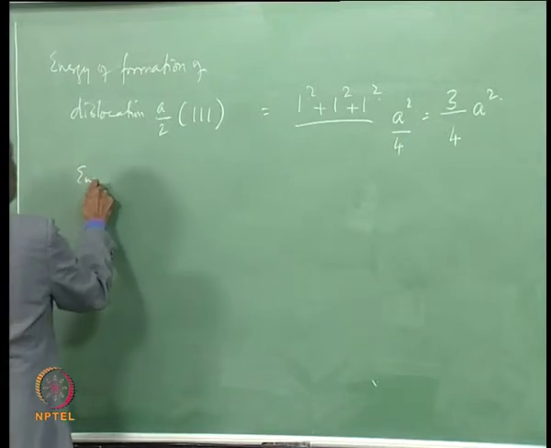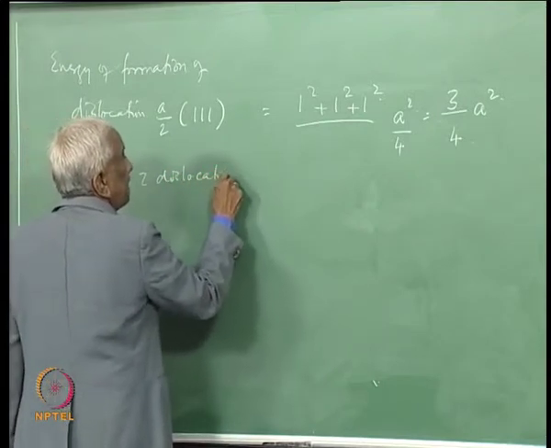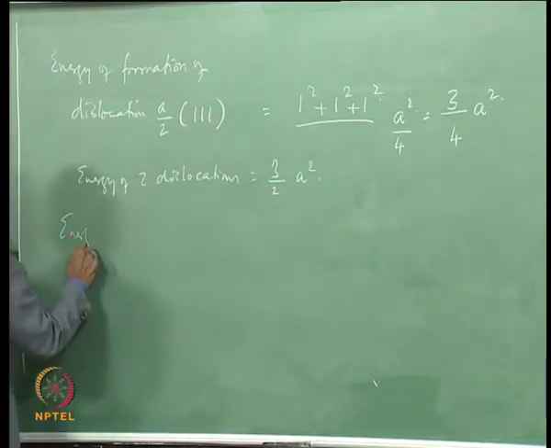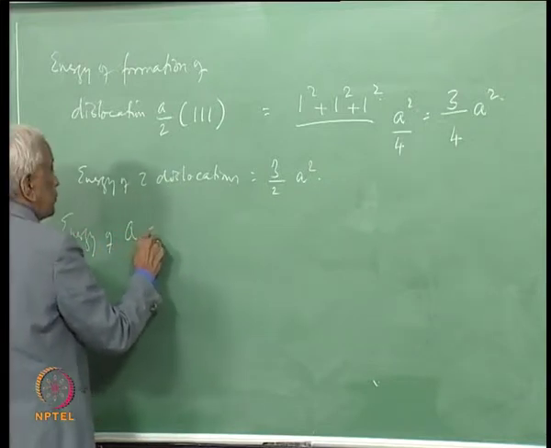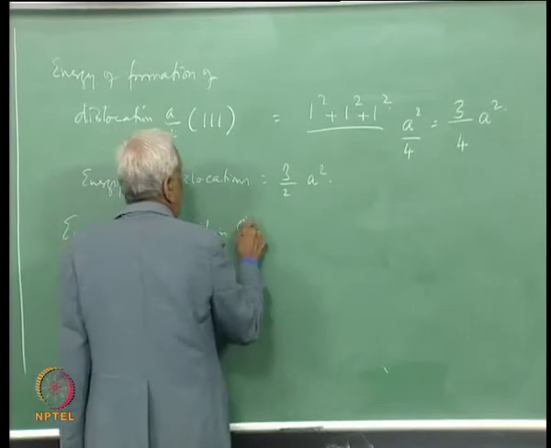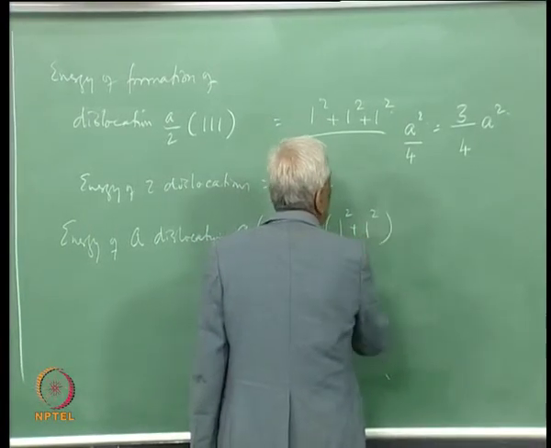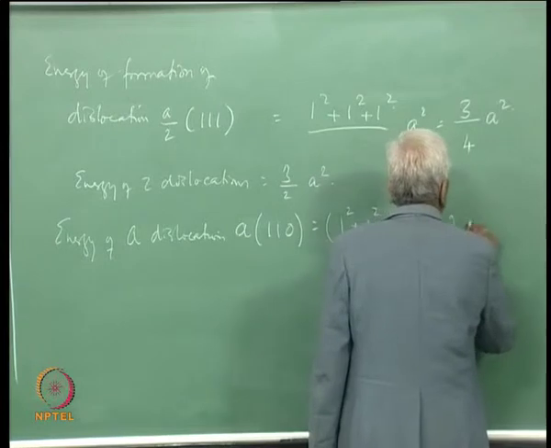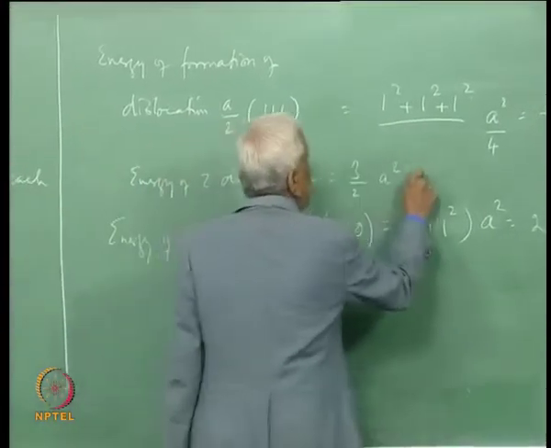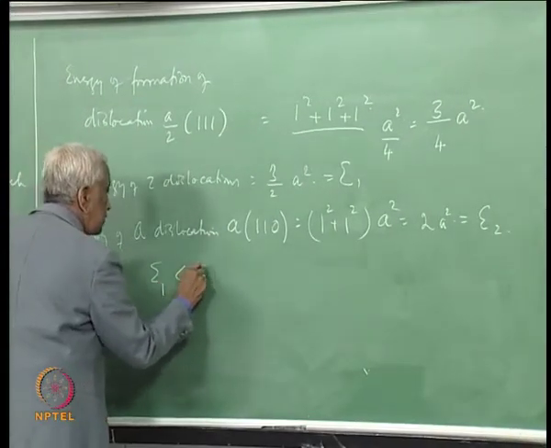So the energy of two dislocations is E1 = 3a²/2, whereas the energy of a dislocation a[110] is (1² + 1²) × a², which is 2a². So this is E1, this is E2, and it is clear that E1 is less than E2.